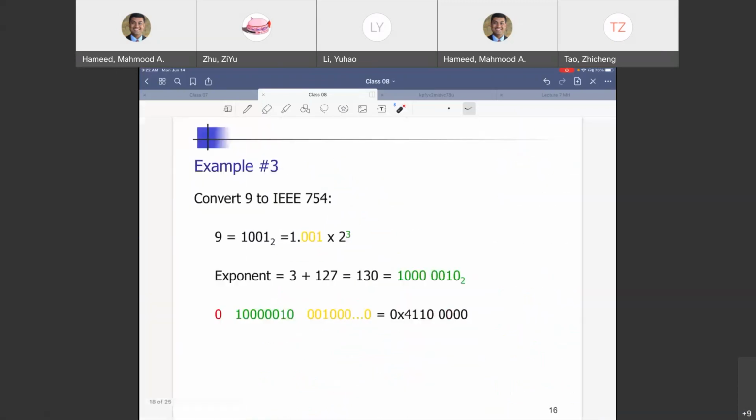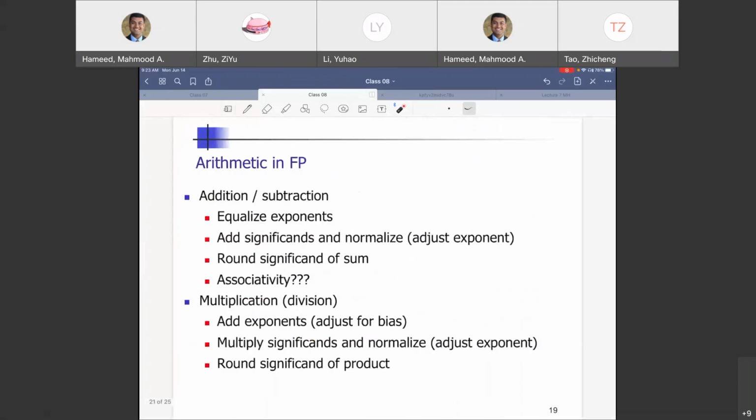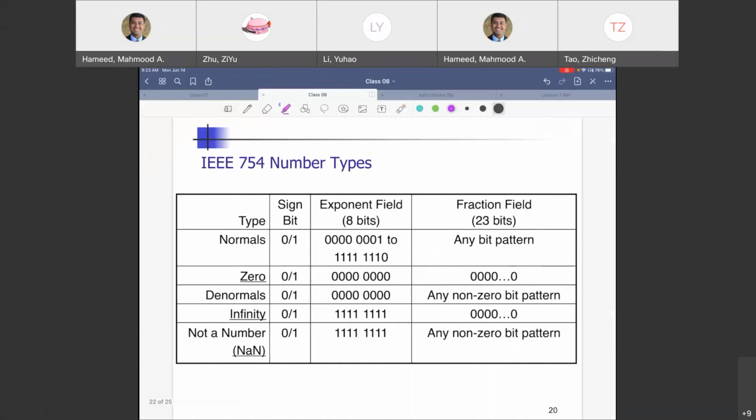It is captured in this particular table right here. For denormals, it could be a positive or a negative number. So you can have a very, very tiny number around 0. It's not only for positive, also for negative. The exponent field has to be a 0. And for fraction, you can have any non-zero value. So at least 1 bit has to be a 1. So that is going to tell you whether it's a denormal or not.